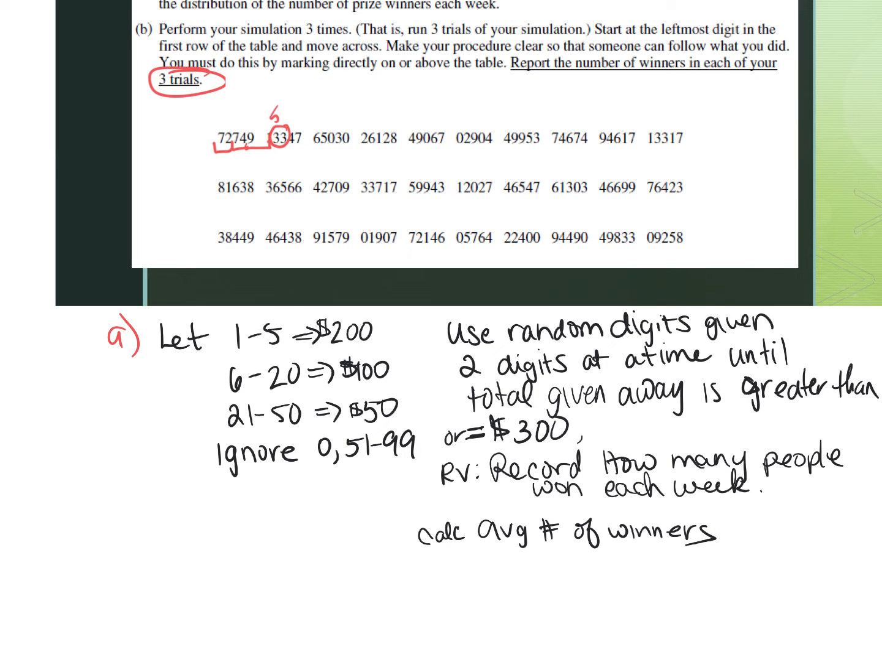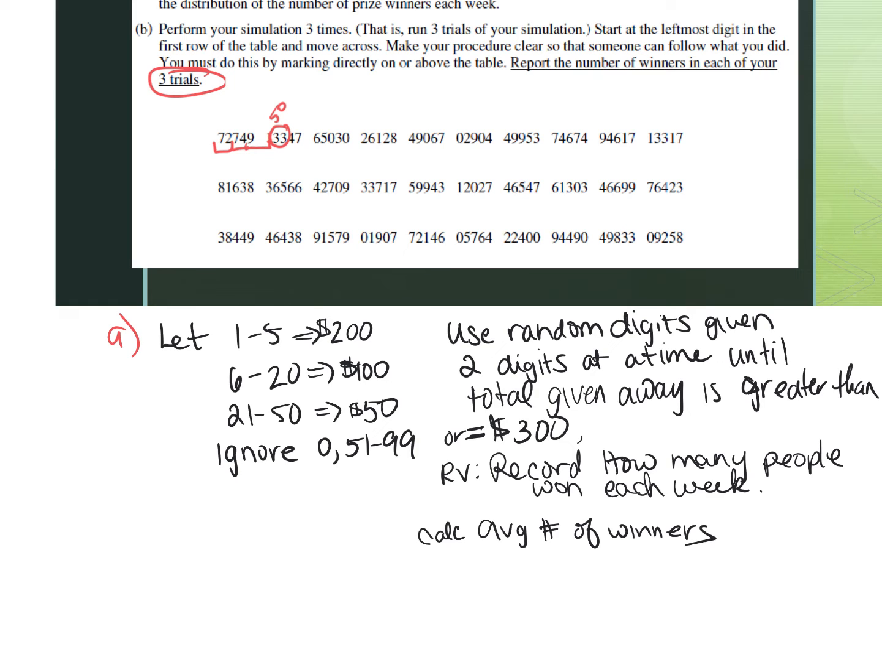$50. Okay, so we're going to add up how much money, and we're going to stop when the total amount of money they've given away is 300 or more. We're only giving away $300. 300 or more. So we have to get to 300 3 times, right? We have to get to at least 300. It's okay if it goes to 325, or it's okay if it goes over 300, right? But it can't be under 300. The total cannot be under 300.